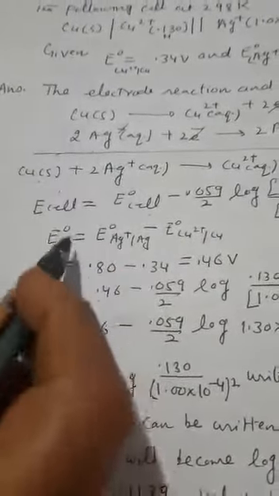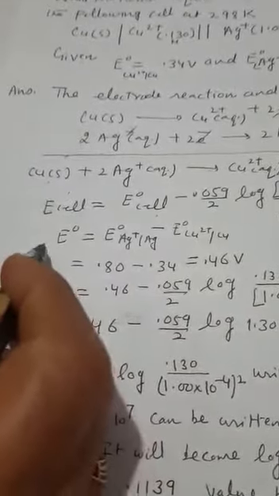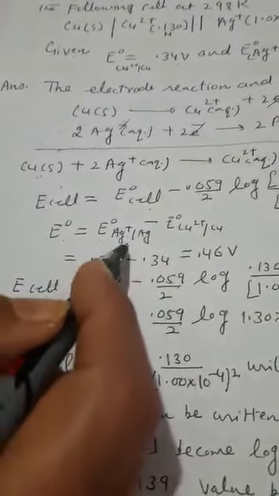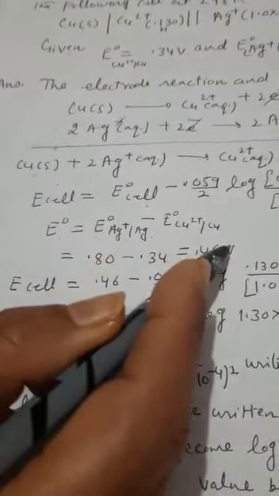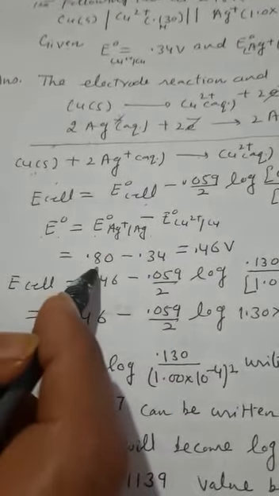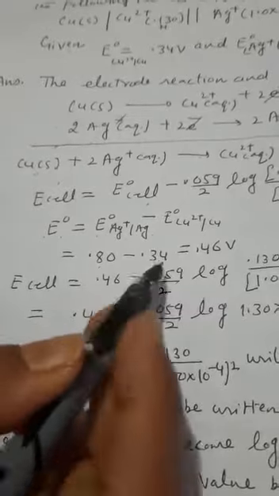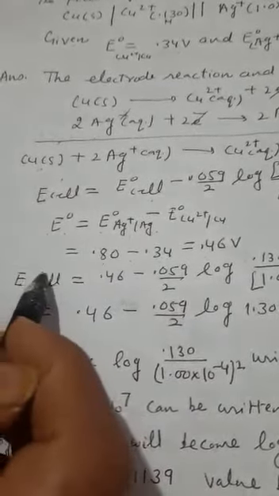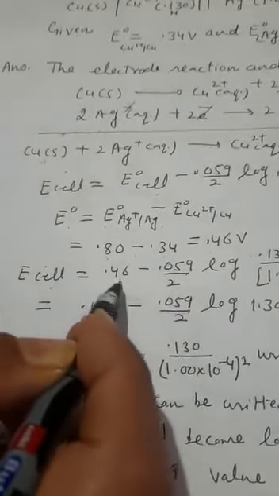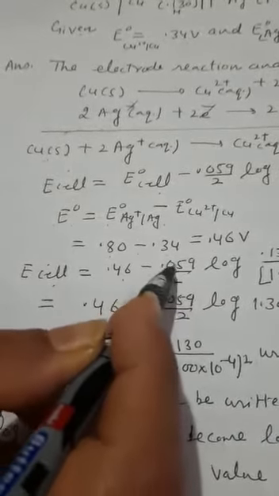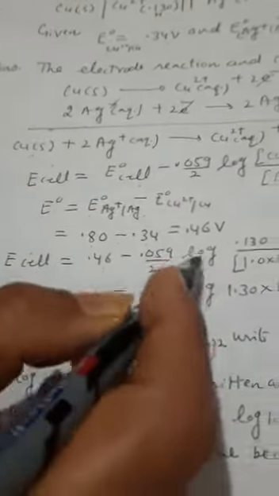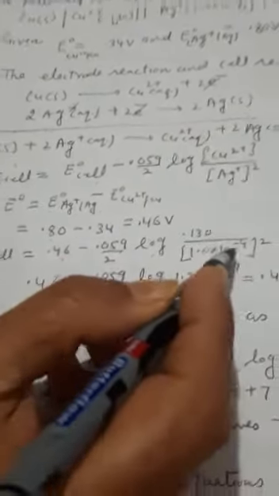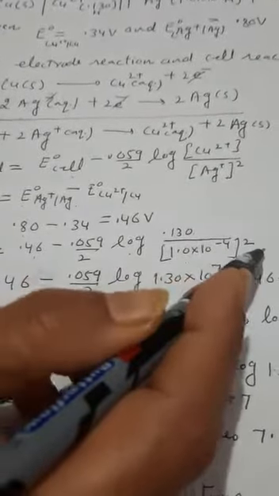Now, first of all, we will calculate the standard electrode potential by the formula E naught silver ion minus E naught copper ion. The value will become 0.80 minus 0.34, which is 0.46. Now put this value in the Nernst equation. E cell is equal to 0.46 minus 0.059 upon 2 log 0.130 divided by (1 into 10 to the power -4) square.